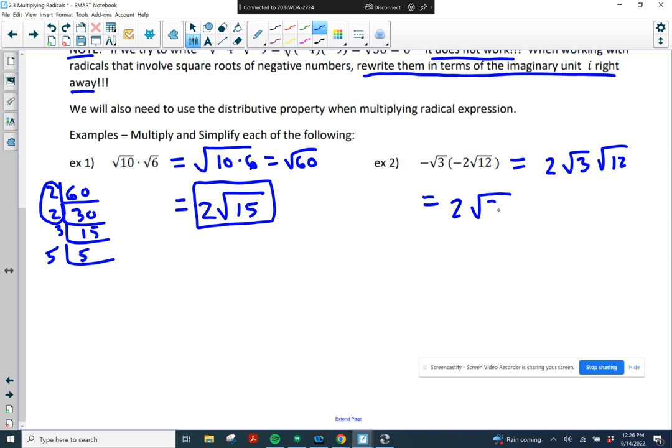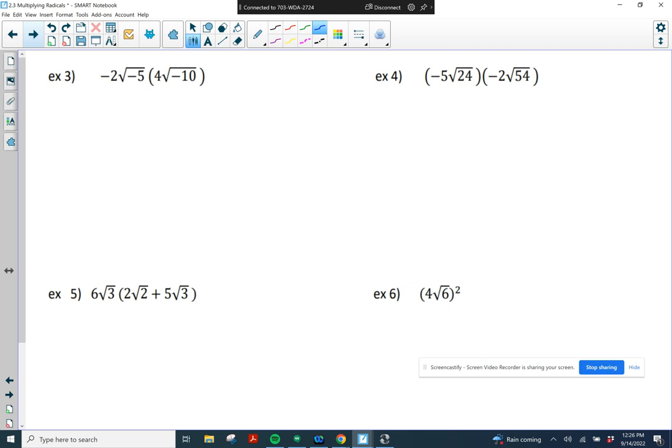3 times 12 is 36, so it's 2 times the square root of 36. See how that 2 is just hanging out in front? Okay, now square root of 36 is 6. So we have 2 times 6, final answer, 12. Okay. And if we did it on the calculator, we could check that answer and make sure we get a 12. Be careful where you place the parentheses, right?